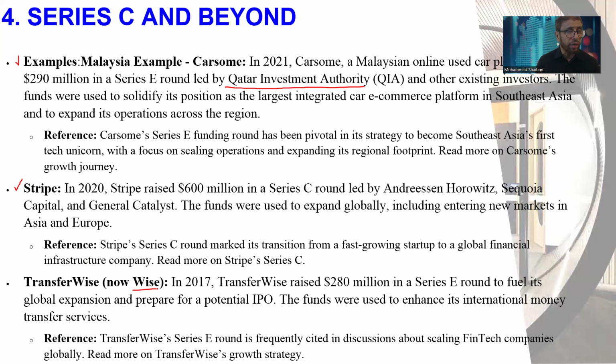Wise also, I don't know, we don't see Wise here, but it's very, very famous in Europe. And it's a transfer system, and they have a very, very interesting story when they started. So they are already in this stage, Wise and Carsome and Stripe. This is the end of part 3. And I think I'll just stop here because part 4 is nothing more about it.